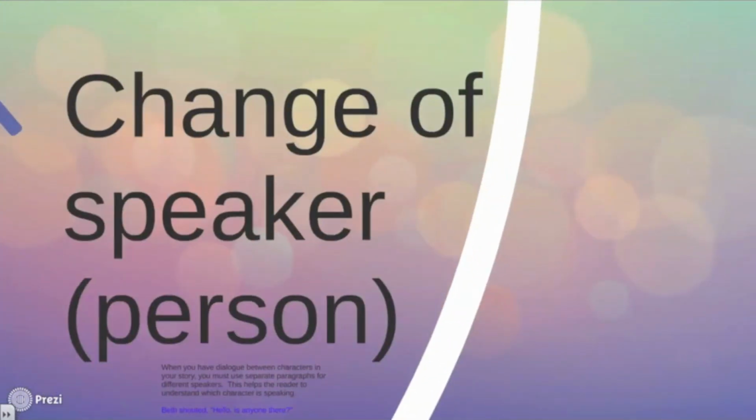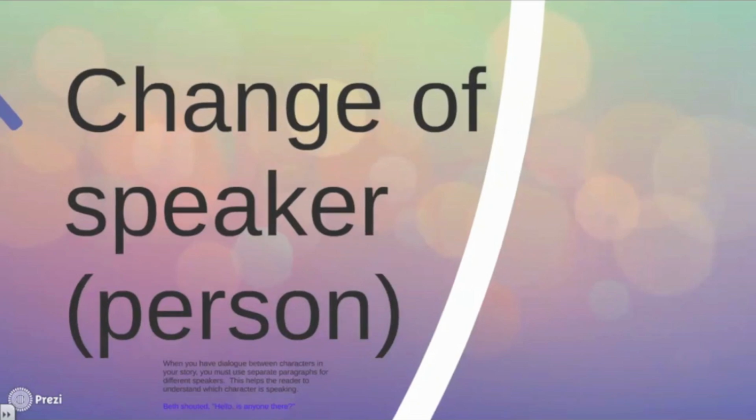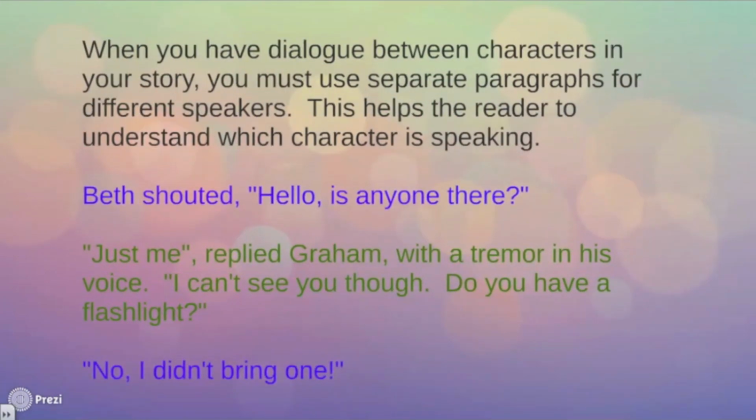And finally, if you have a change of speaker, if you've got dialogue within the text that you're writing, then you must change paragraph. It indicates to the reader which character is speaking. Here we've got two characters, Beth and Graham. We start with Beth shouted, "Hello, is anyone there?" And then Graham comes in and he speaks, and we need to change our paragraph to indicate to the reader that it is a different speaker who is speaking at that point in time.